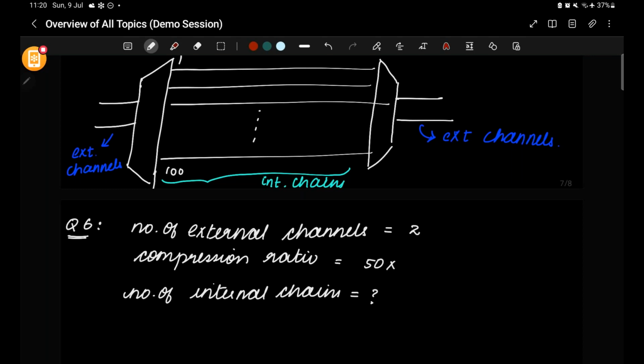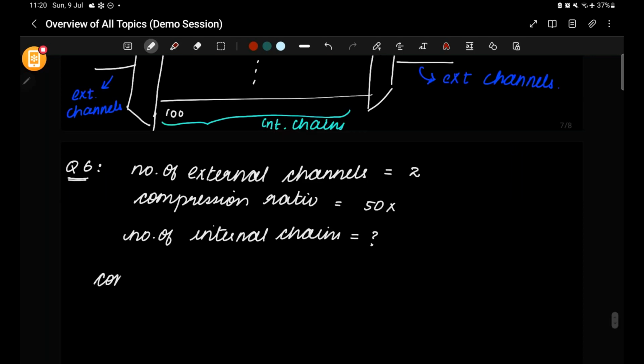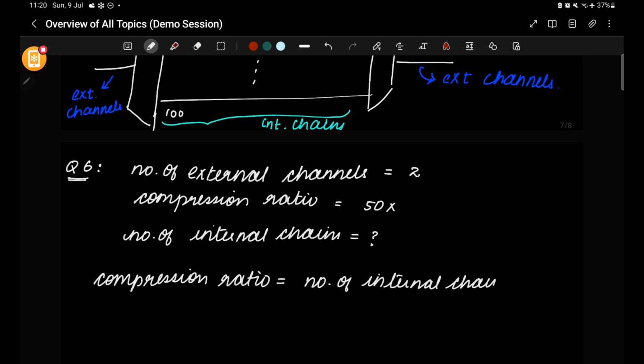So there is a formula for compression ratio. They can ask this kind of compression ratio formula question. Compression ratio is equal to the number of internal chains divided by the number of external channels. So you can calculate this and tell me how many internal chains are required.